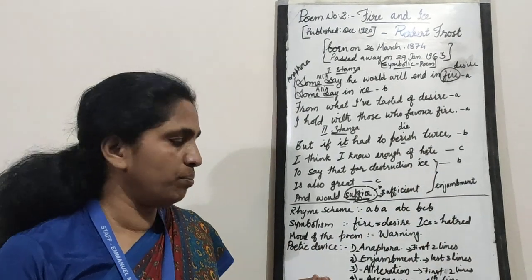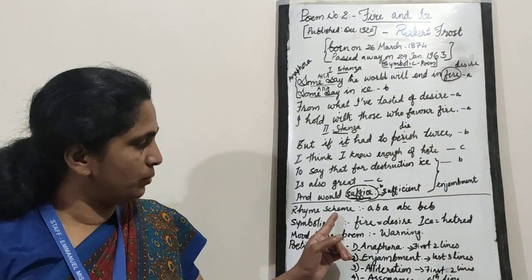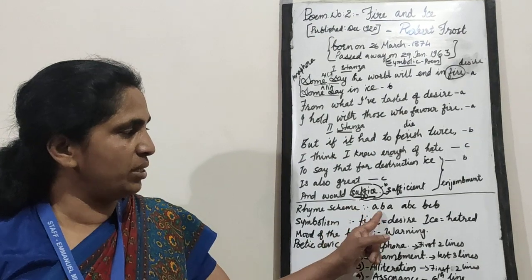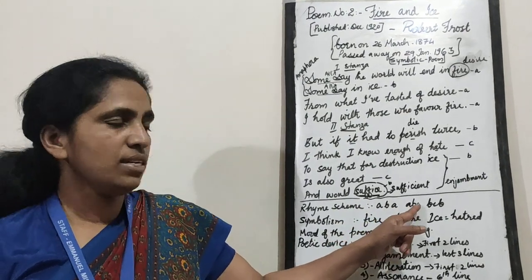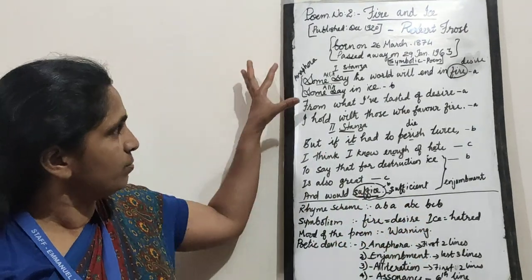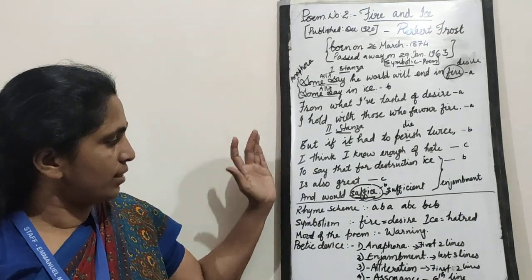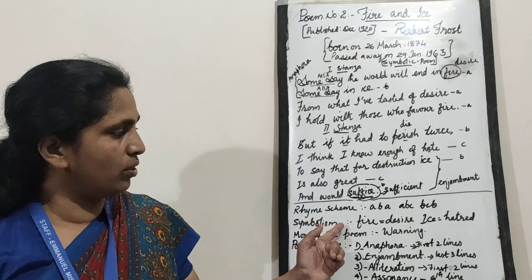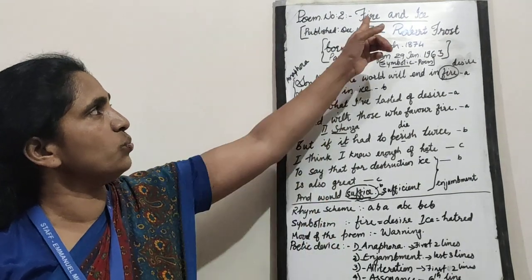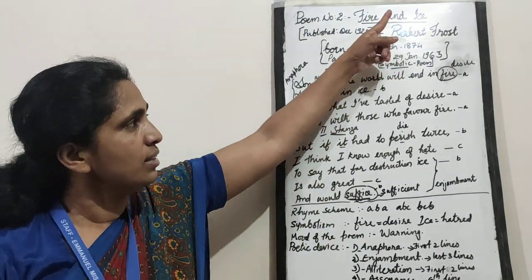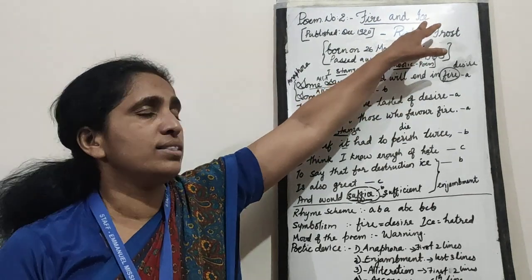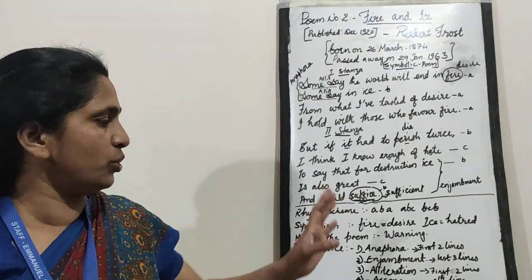Now here we completed the poem. Now the rhyme scheme is A B A A B C B C B. This is a two-stanza poem, a very short poem, and here the symbolism, two symbols, are used: fire and ice. Fire is the desire of human beings and ice is the hate of human beings.